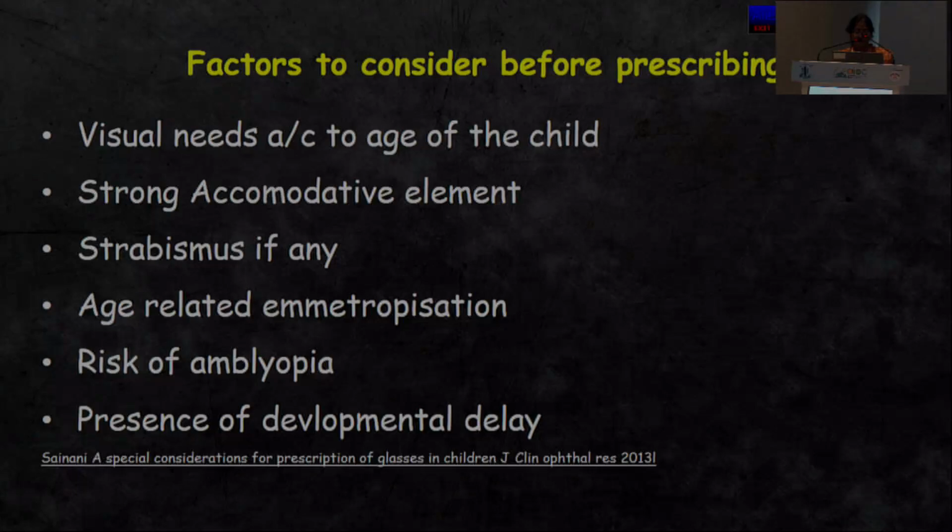Another thing is age-related emmetropization. We would learn about it a little later. And then the risk of amblyopia, because whatever prescription you give to a kid, you have to make sure that you are mitigating the risk of amblyopia. And then we should also take a systemic history of the child, whether he has Down syndrome or some developmental delay, because such kids will have accommodative lag. So accordingly, we need to prescribe.